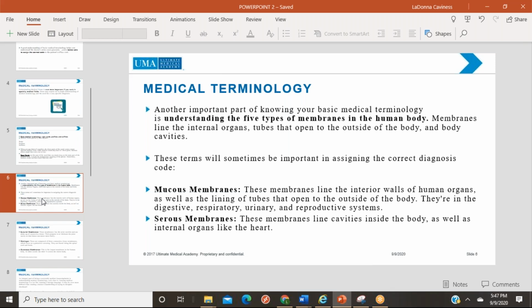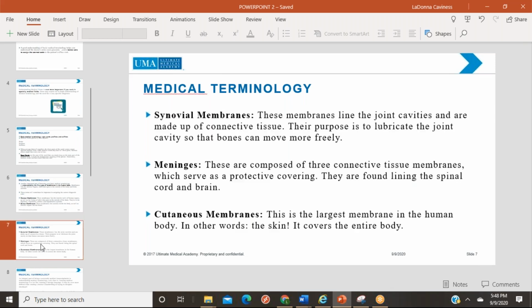Let's talk about the serous membrane. These membranes line cavities inside of the body, as well as internal organs such as your heart. Now let's talk about the synovial membrane. These membranes line the joint cavities and are made of connective tissue. Their purpose is to lubricate the joint cavities so that bones move very freely.